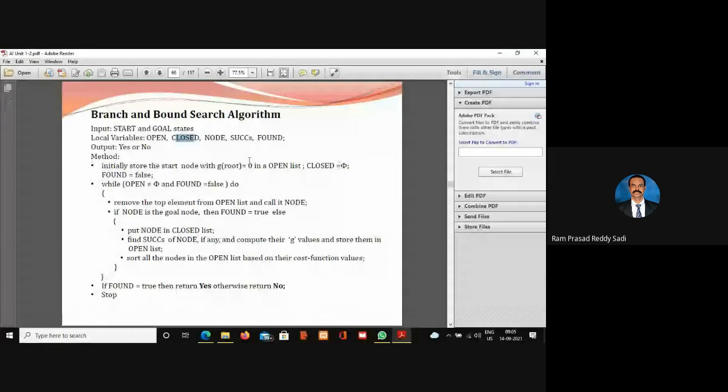Open is empty, and the initial state of found is false. So you need to repeat these steps. How long would you repeat these steps? As long as there are nodes in the open list and the state of found is false, you keep on doing this.